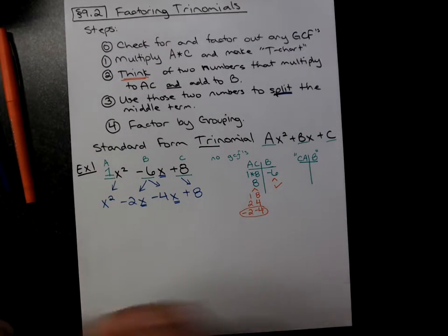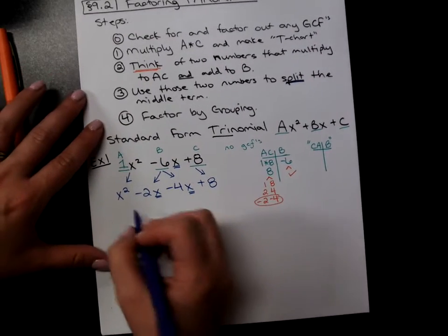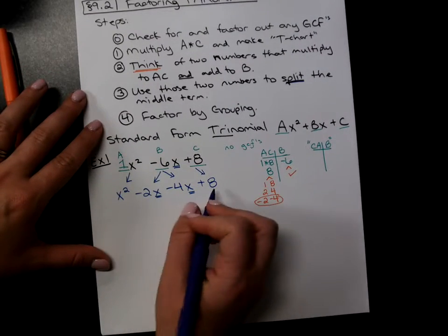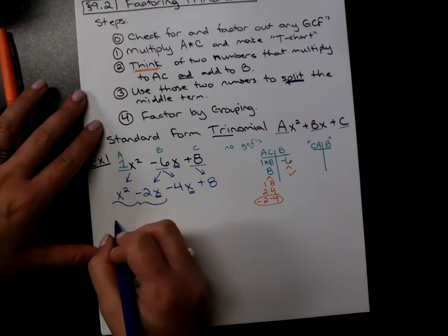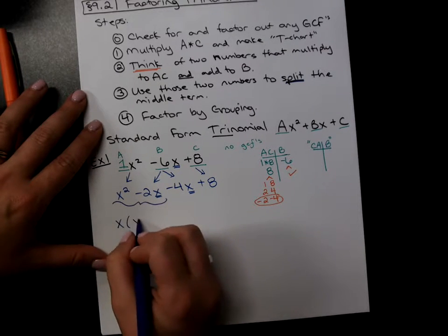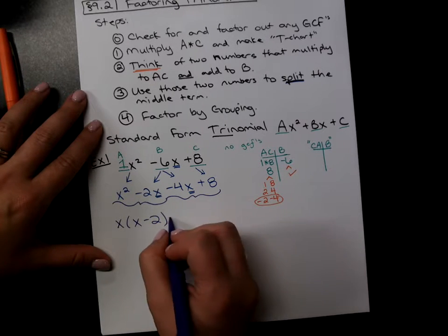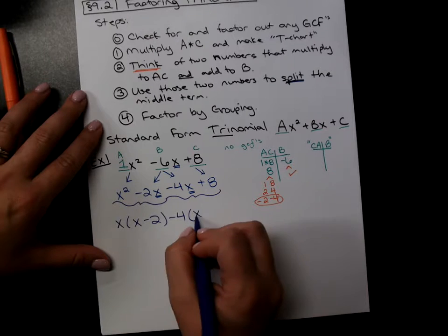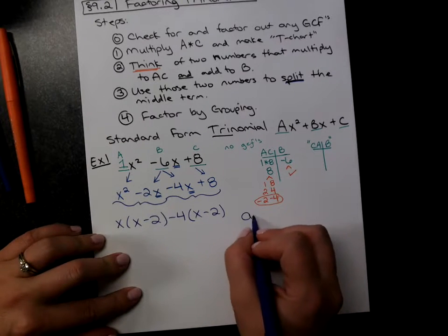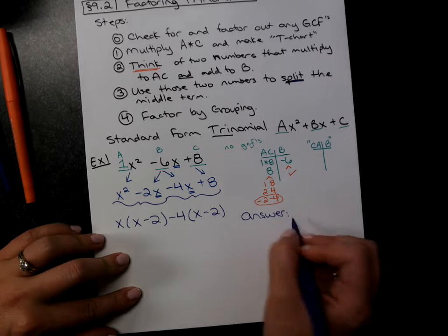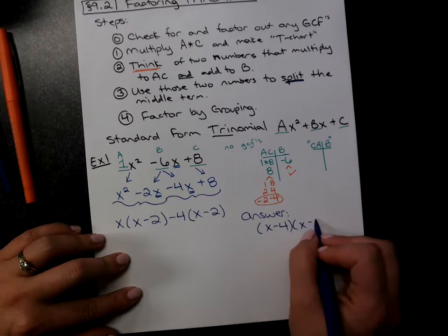From there, step 4 is to do what we did in class, factor by grouping. Now we have 1, 2, 3, 4 terms, so we group. Between the first two terms, there's an x in common. That leaves x minus 2. Second two terms, there's a negative 4 in common. And that would also leave x minus 2. So my answer in factored form is x minus 4 times x minus 2.